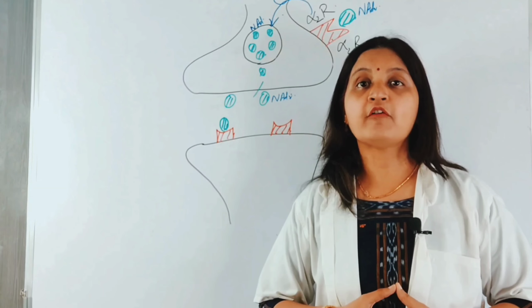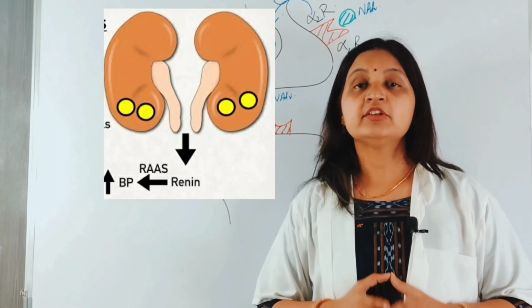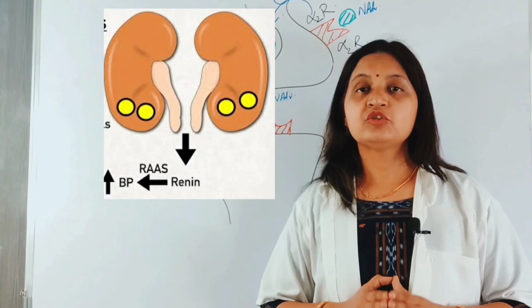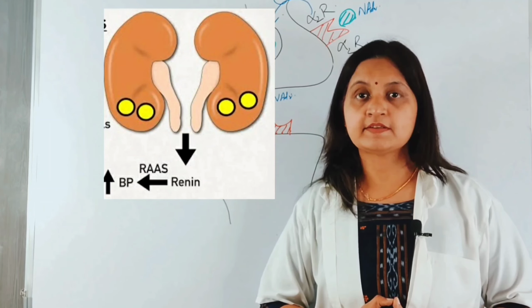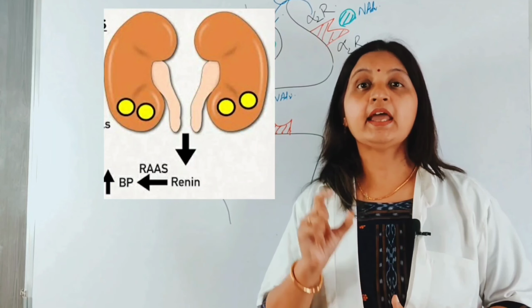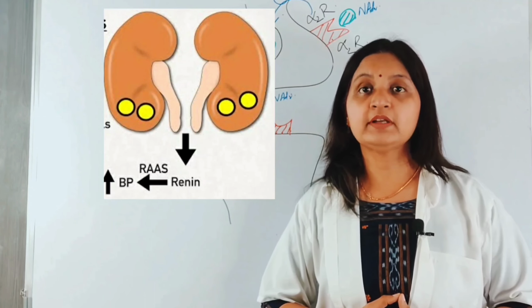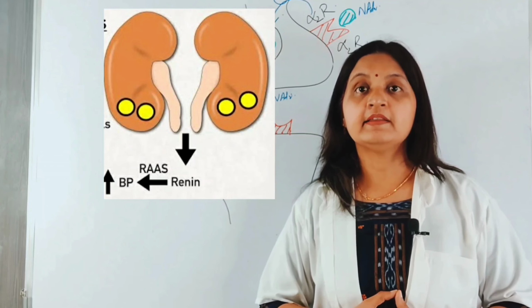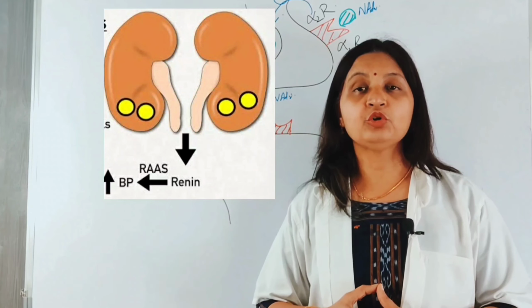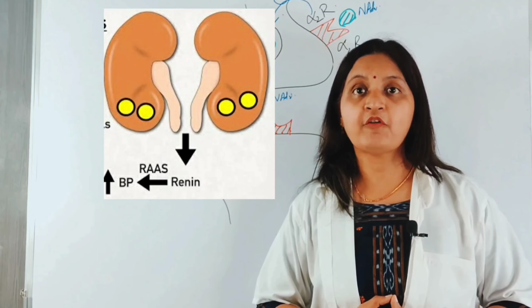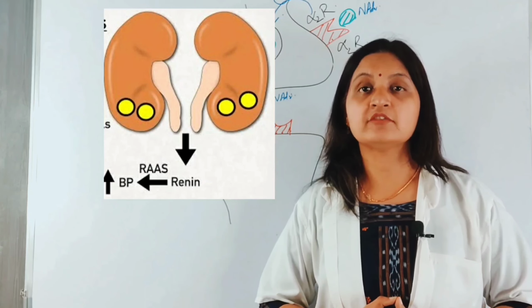The second site of beta-1 receptor is the juxtaglomerular cells of the kidney. Stimulation of beta-1 receptors of the JG cells of the kidney enhances the release of renin. Renin stimulates the renin-angiotensin-aldosterone system, resulting in angiotensin II formation and aldosterone synthesis, which is responsible for vasoconstriction and sodium and water retention.